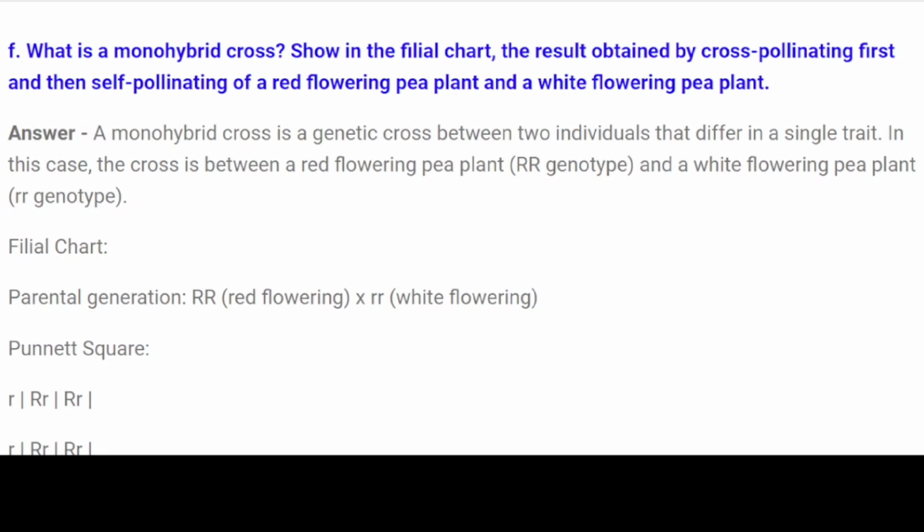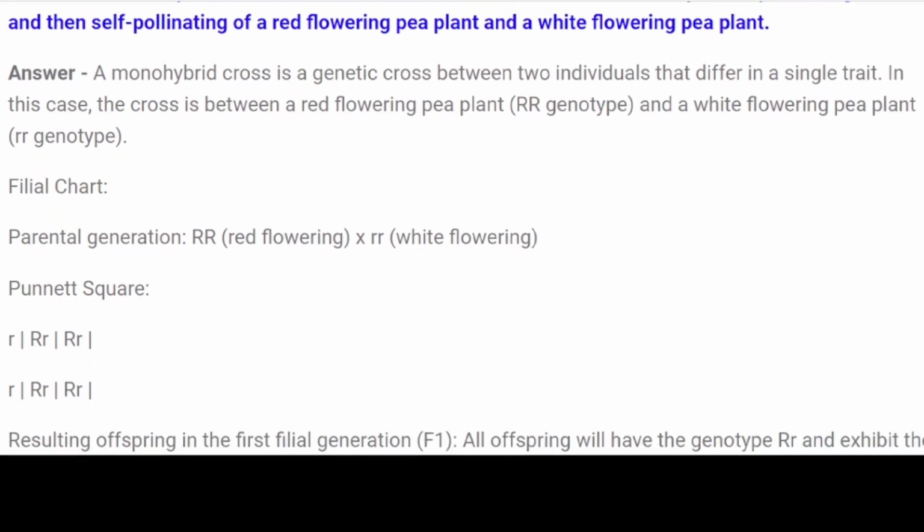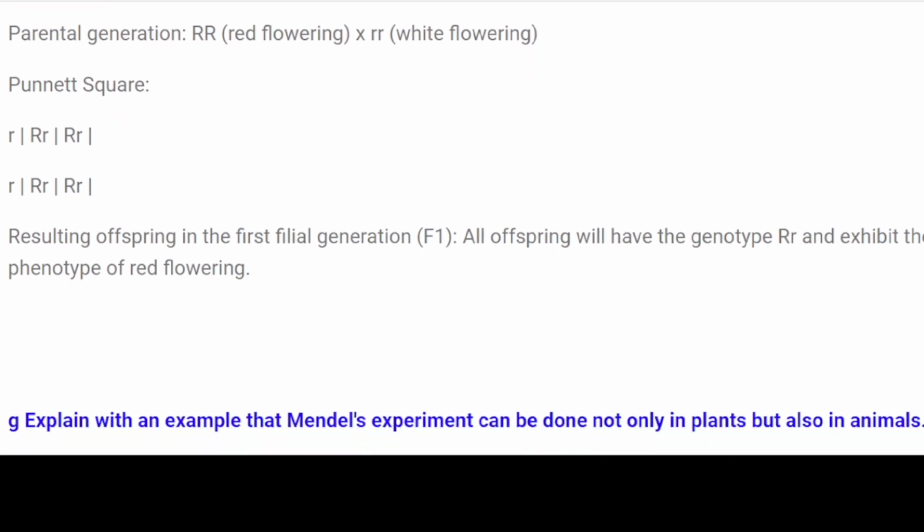Answer: A monohybrid cross is a genetic cross between two individuals that differ in a single trait. In this case, the cross is between a red flowering pea plant, RR genotype, and a white flowering pea plant, rr genotype. Filial chart: Parental generation, RR, red flowering, X rr, white flowering. Punnett square: R vertical bar, Rr vertical bar, Rr vertical bar. r vertical bar, Rr vertical bar, Rr vertical bar.